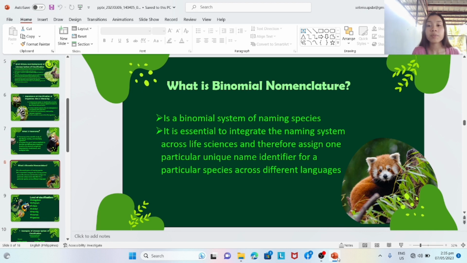So what is binomial nomenclature? Binomial nomenclature is a system of naming species. It is essential to integrate the naming system across life sciences and therefore assign one particular unique name identifier for a particular species across different languages. Binomial nomenclature is a system of naming organisms in which each species is assigned a unique two-part Latinized name consisting of the genus and species epithet, and provides a standardized and universal way to identify and refer to specific organisms.